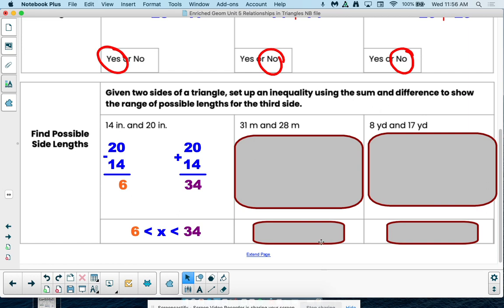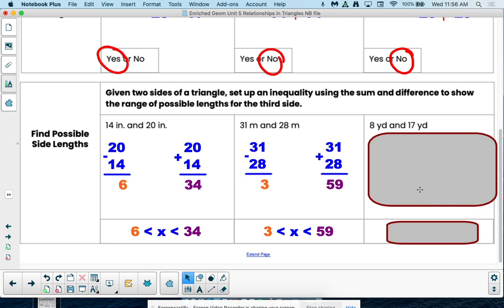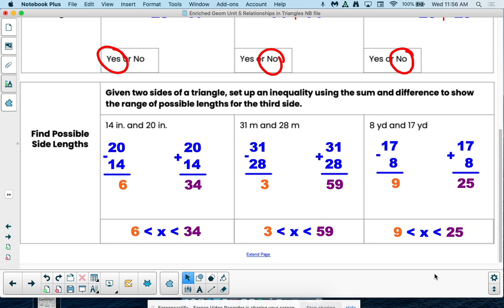Okay, what's our range on the middle one? 3 and 59. The last one? 925. Awesome. Was that okay? You remember that from yesterday?